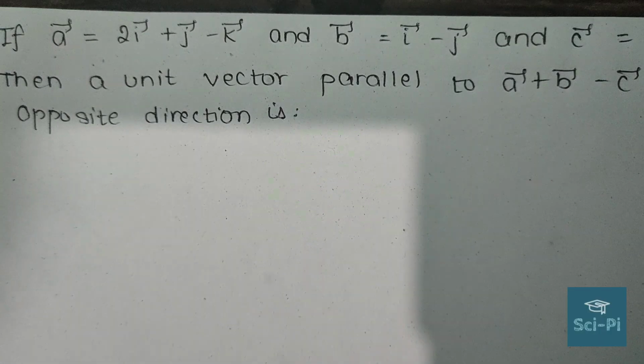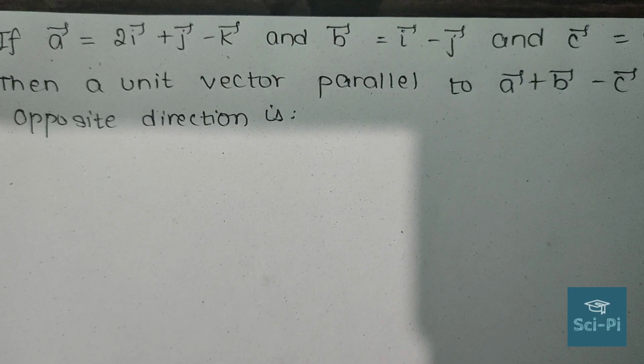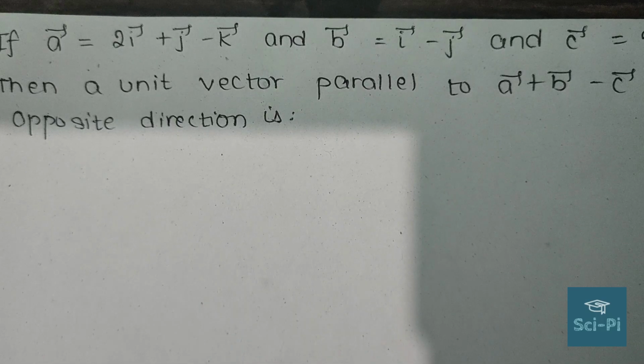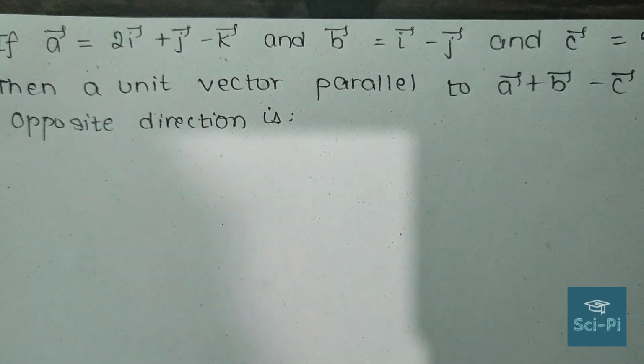Hi everyone, we've got this question today. We've got vector a equals 2i vector plus j vector minus k vector, b equals i minus j, and c equals 5i minus j plus k. And we need to find a unit vector that is parallel to a vector plus b vector minus c vector, but in the opposite direction.